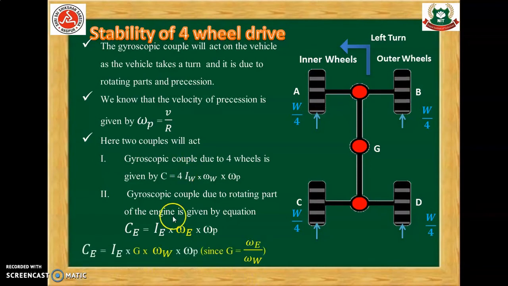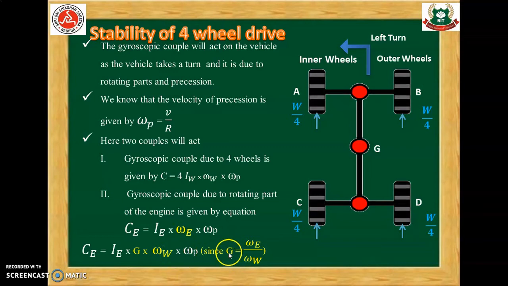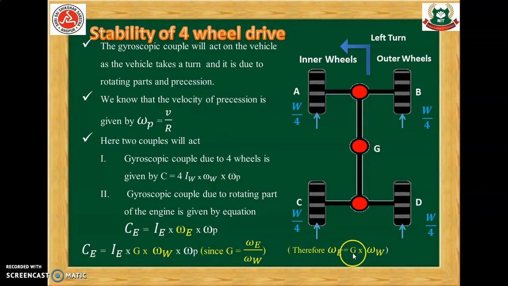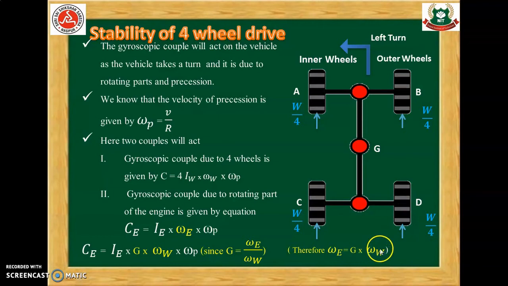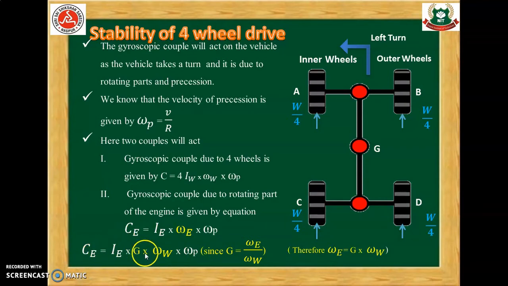Now here you can see that in this CE we are writing omega E as G into omega W. Now we know that gear ratio is nothing but the angular velocity of the engine to the angular velocity of the wheel. Therefore, angular velocity of the engine is nothing but the gear ratio G multiplied by angular velocity of the wheel. So this term is put over here. So our equation becomes CE equals IE into G into omega W into omega P.